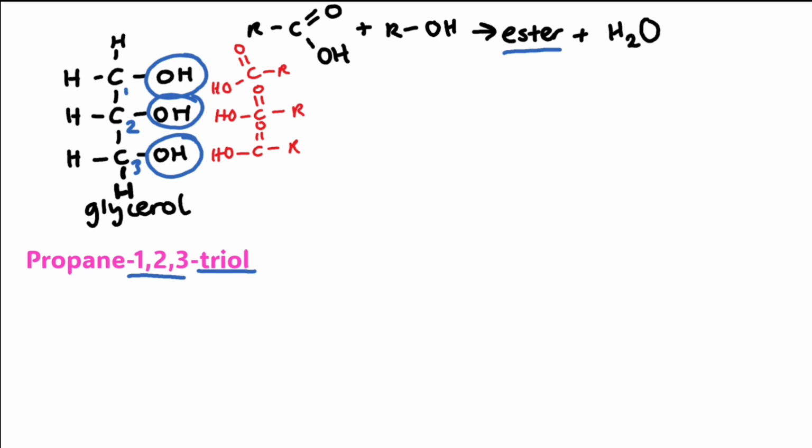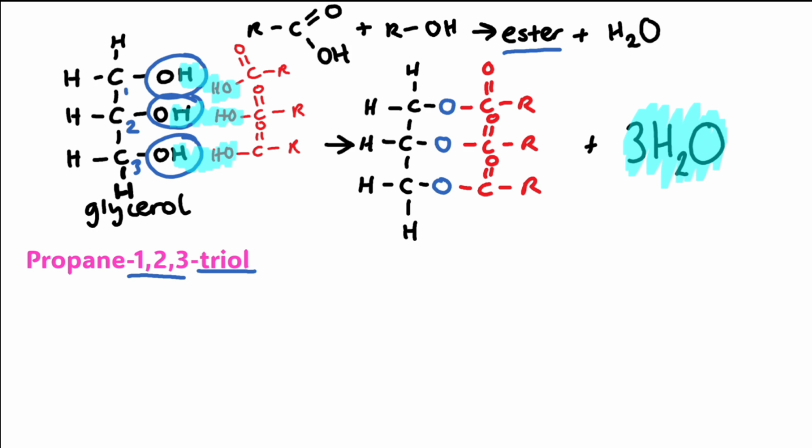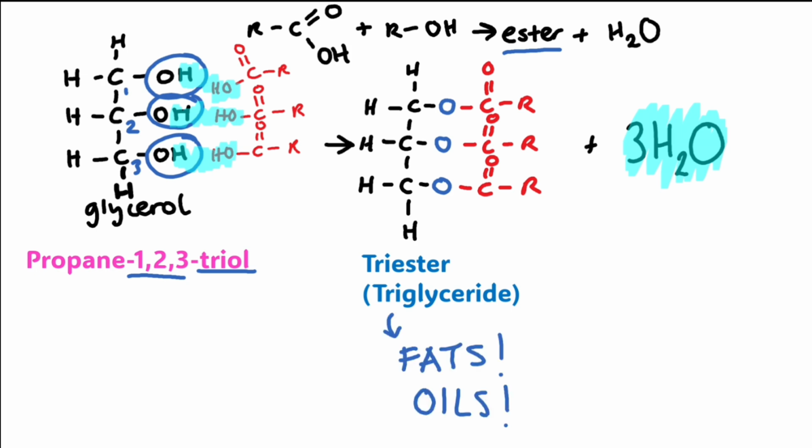Well, what if we reacted the glycerol with 3 carboxylic acid groups? This is esterification, so water gets eliminated, because the end products are ester and water. It produces 3 waters and an ester, which is a triester, known as a triglyceride, which is known to be a fat or oil.